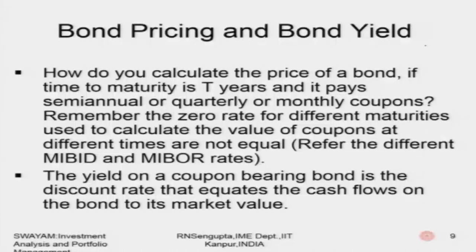The yield on a coupon-bearing bond is the discount rate that equates the cash flows on the bond to the market price. So, we will also try to find out the yield rate. Yield rate would basically be the rate at which the person who wants to buy or sell that bond can understand what the interest rate is, based on which the equality of the bond price can be calculated, such that he or she can understand whether the bond is priced higher than the actual price, lower than the actual price, or at the exact price as it should be.